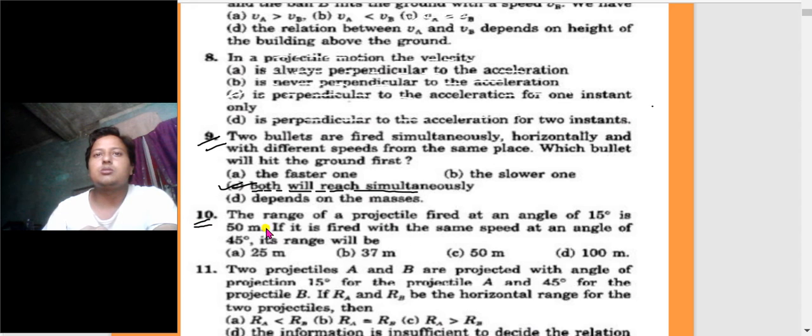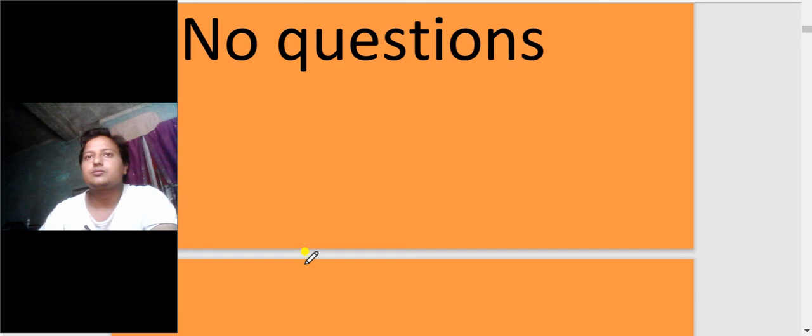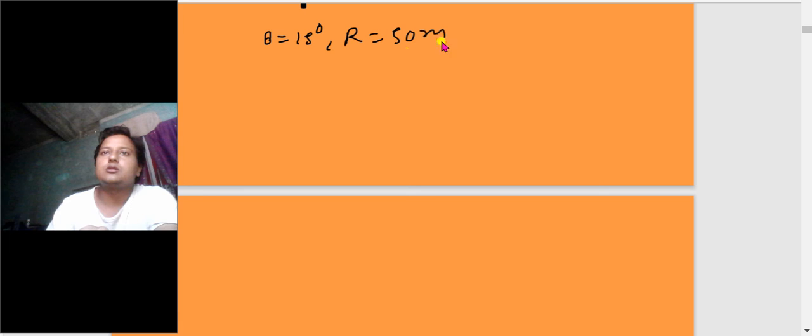Now in question number 10, for 15 degree, range is given as 50 meter. We have to find the range for 45 degree. Question number 10: theta equals 15 degree, range is 50 meter. For theta equals 45 degree, range is what?